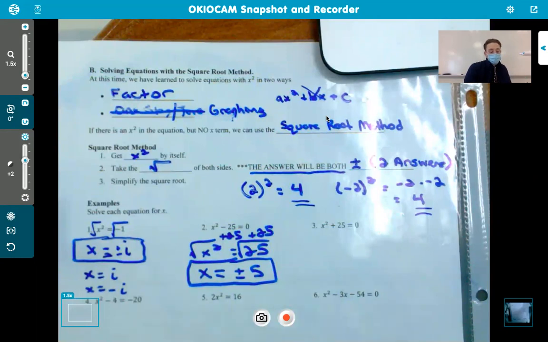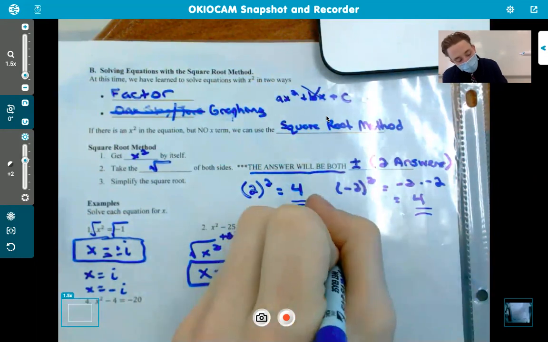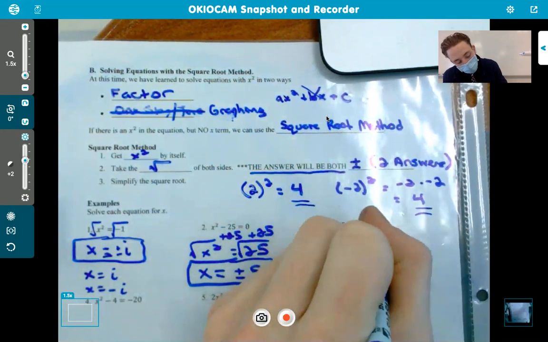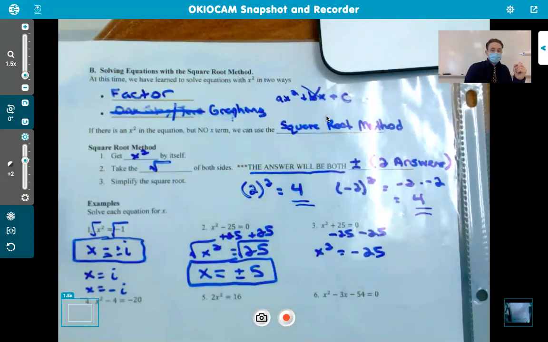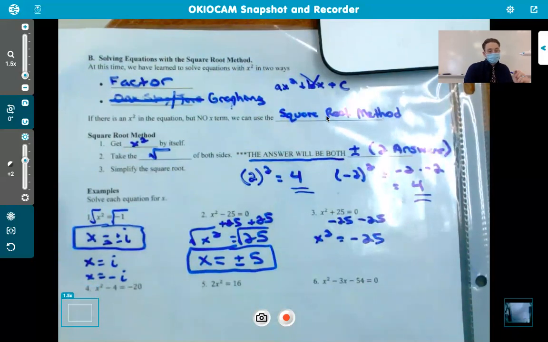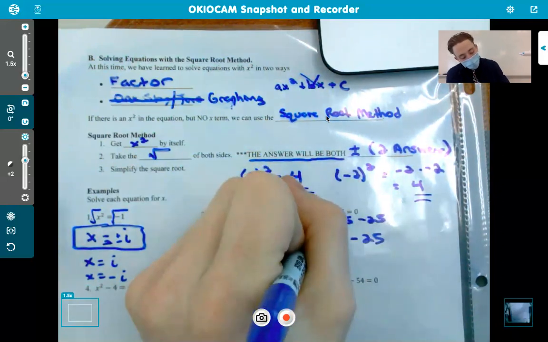What would I have to do in number 3 if I want to get x squared by itself? Maybe somebody from home help me out with this one. For number 3, how do I get x squared by itself? You subtract 25. Good. Subtract 25 from both sides. I get x squared equals -25. What do I have to do from here? Find the square root of both sides. Right, so take the square root of both sides.